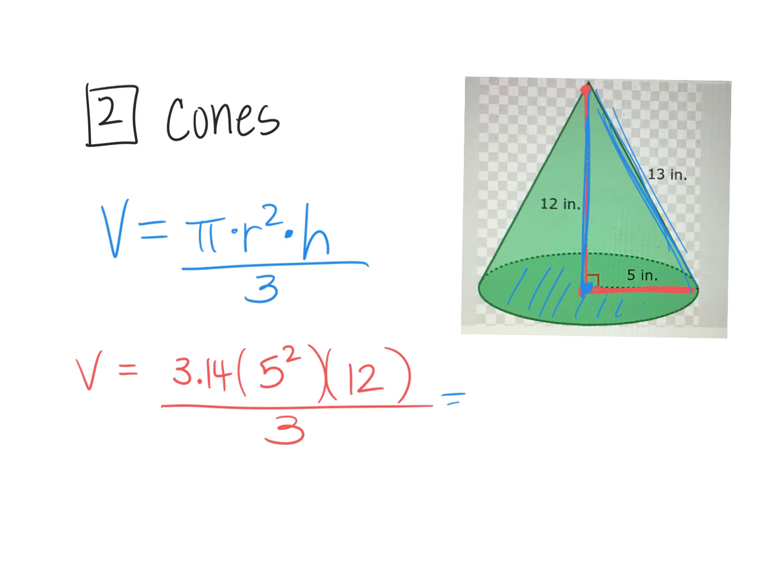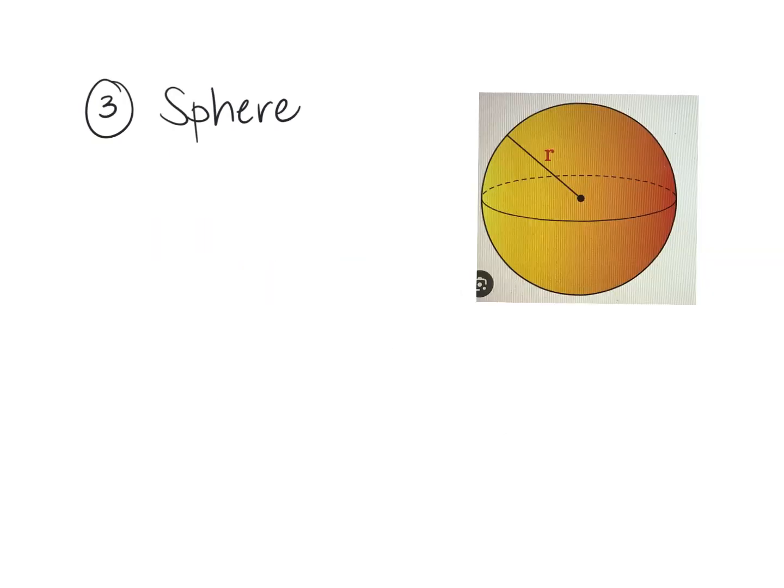All right, so if you grab a calculator, here's what I would type in. I know 5 squared is 25, so I'll do 3.14 times 25 times 12. I get 942, and then I'm going to divide that by 3. And I end up with 314 inches cubed for the volume of my cone.